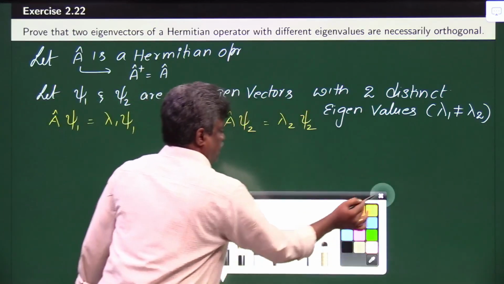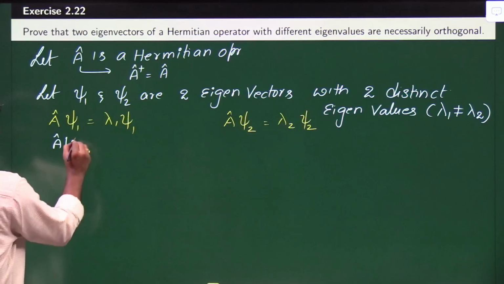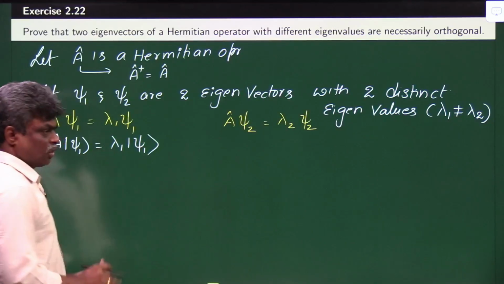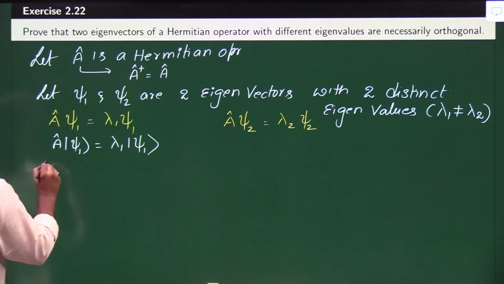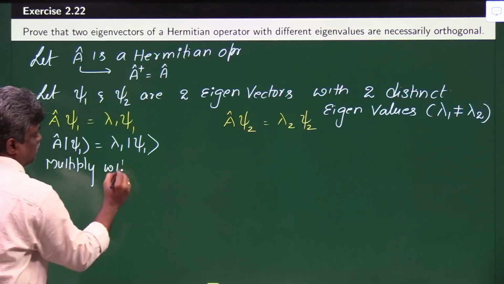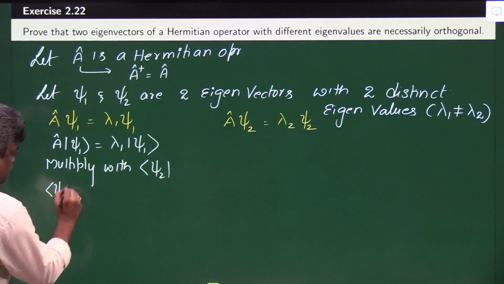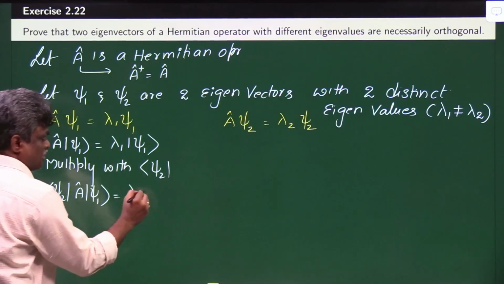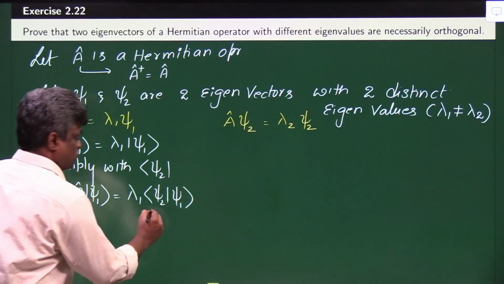Now I'm taking this first equation and writing it in the Dirac notation form. A operates on psi1 equal to lambda1 psi1. You just multiply this equation with the bra vector of psi2. If you multiply, then bra psi2, A, ket psi1 equal to lambda1, which is a constant, and here it is bra psi2 ket psi1. Just assume this is equation 1.